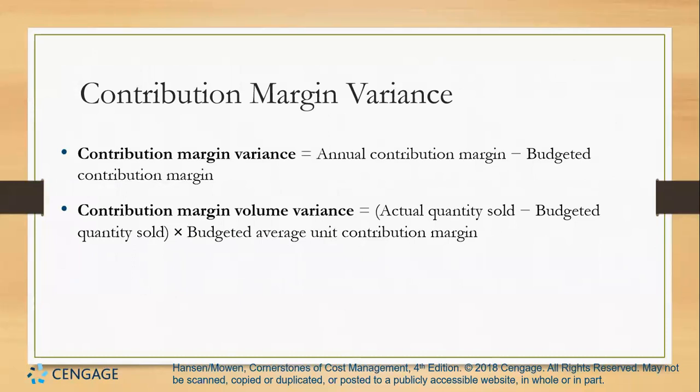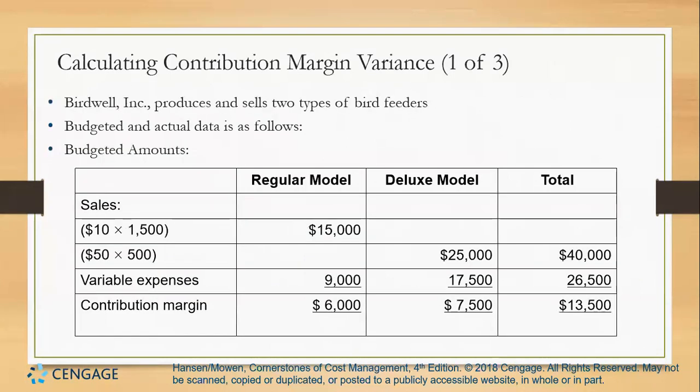Contribution margin variance: actual contribution margin minus the budgeted. So we have your actual quantities sold minus the budgeted quantities sold times the budgeted average unit contribution margin. The company produces and sells two types of bird feeders. Budgeted and actual data are given.